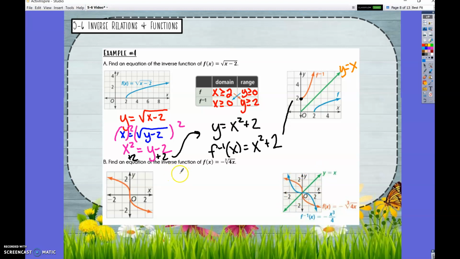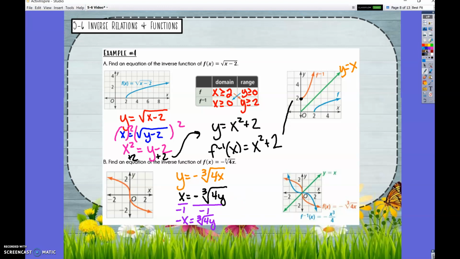Your inverse function here for part B, y equals negative third root of 4x. You can see why we needed to have all that practice earlier on getting cube roots out of here, because now I have to switch my x's and y's, so x equals negative third root of 4y. I got to get that y out of there. I'm going to start by dividing by negative 1 to get that negative sign gone. So that'll be negative x equals the third root of 4y.